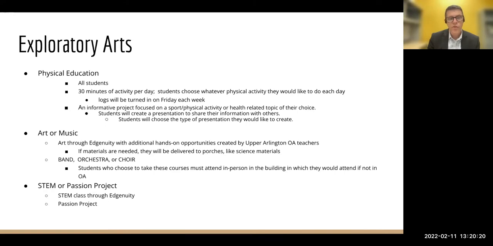Art or music. Art we offer through Edgenuity with additional hands-on opportunities created by our teachers. And then if materials are needed, we would deliver those to your porches just like we do the science materials. Or a student could do band, orchestra, or choir. So if they do that, they would be going into the building to take those courses. And then we also are doing a STEM or a passion project. So there's a STEM class through Edgenuity, but we have a lot of students who've selected to do a passion project as well. In that case, it would be a project of your choosing, and you would work directly with your online academy teachers to build out that project.